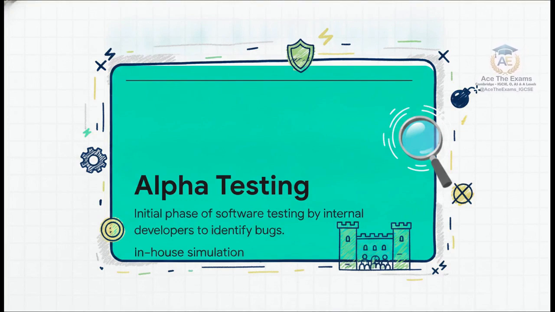Confusing terminology is a massive roadblock for so many candidates, so let's clearly define these phases right off the bat. Alpha testing is purely internal. Think of it as your absolute first line of defense. This is where developers, the actual people inside the organization who built the software, rigorously test it to identify bugs and glitches before anyone outside the organization ever lays eyes on it. It's basically an in-house simulation of how the software will act.